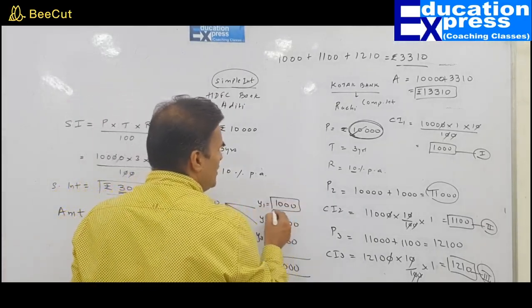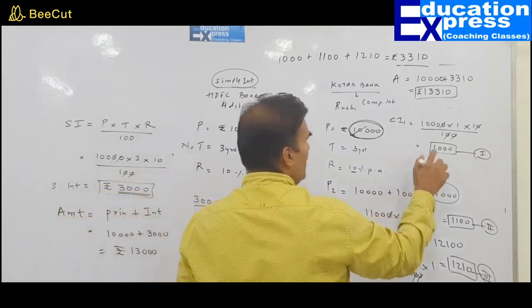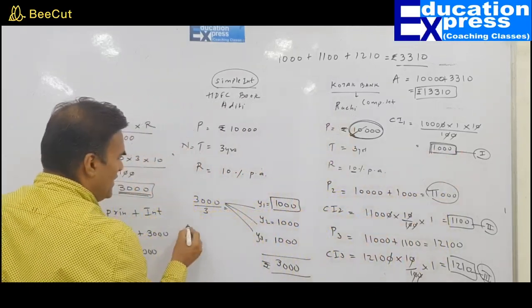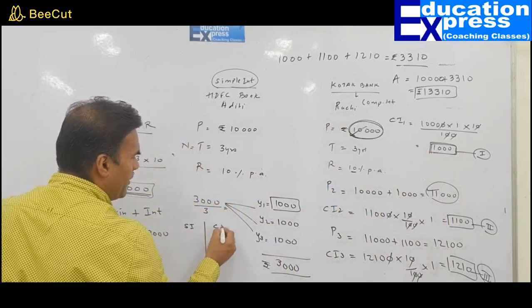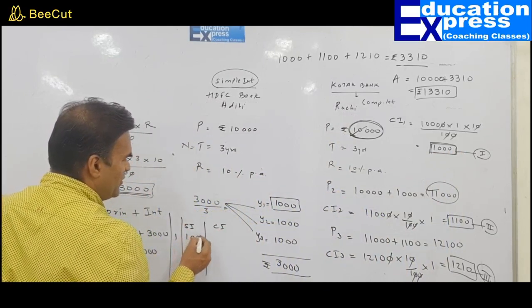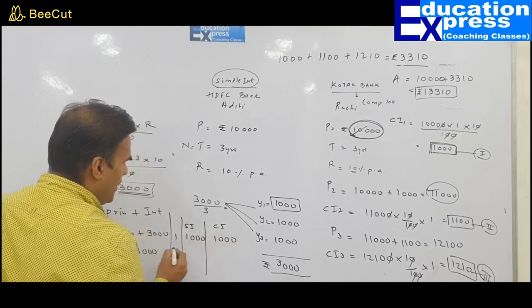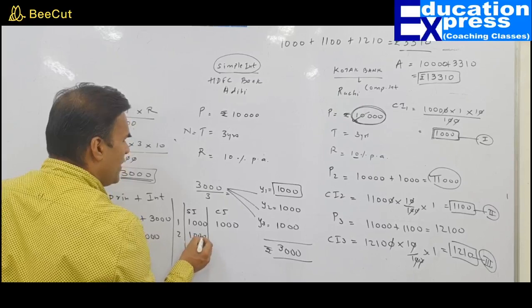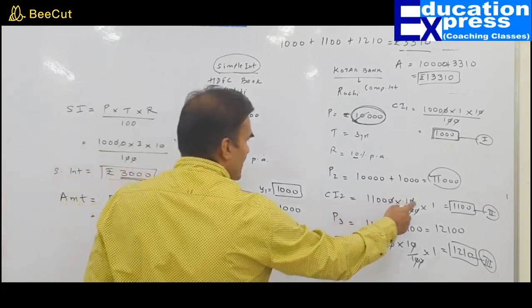Year 1 interest was 1000. Year 1 interest is 1000. So on a comparative basis, if you see simple interest and compound interest for the year, for the first year it was 1000, again it was 1000. For the second year, my simple interest was 1000 only, but my compound interest was 1100.